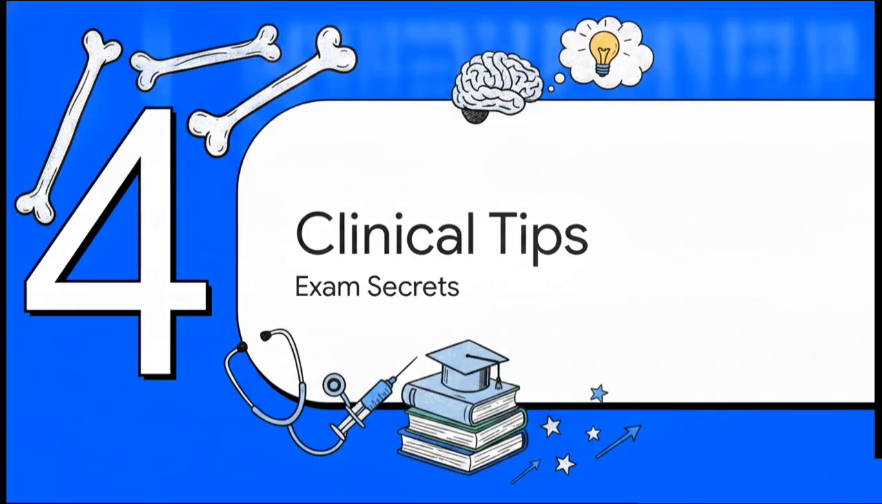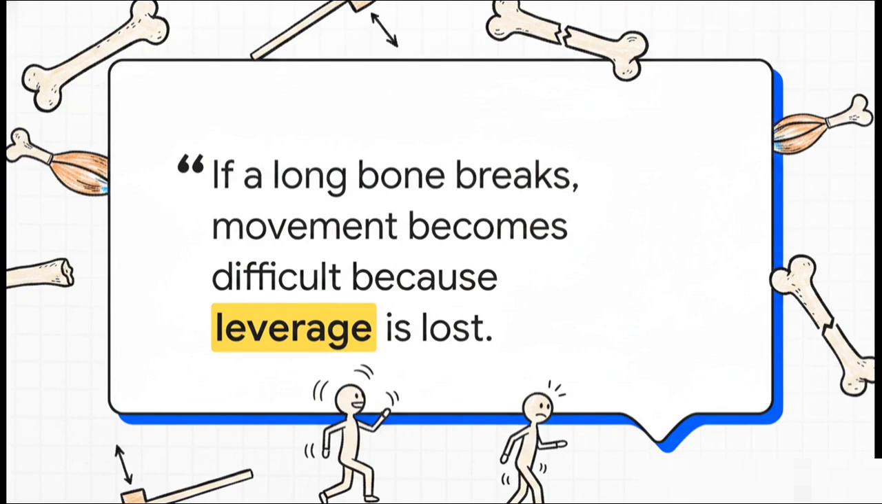Moving to Section 4, Clinical Tips and Tricks. So here's a crucial clinical tip. If a long bone breaks, movement becomes difficult because leverage is lost. To put that really simply, your long bones basically operate as levers, kind of like the handles on a simple machine. If that lever snaps, the muscle suddenly has nothing to pull against, and the machinery of your body just stalls out. It's a huge disruption.